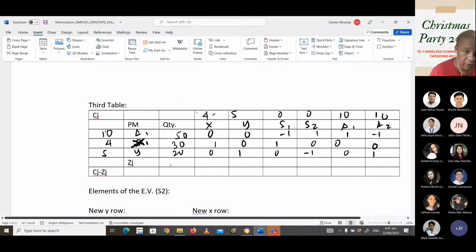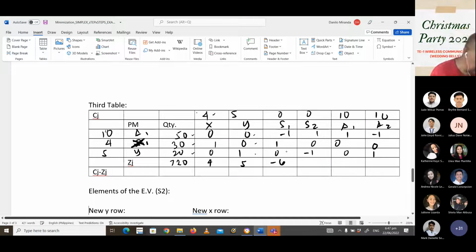So, we have 500 plus, tama ba? 500 plus 100 plus 120. So, meron ka ditong 720. So, ito 500, ito 120, ito 100. So, meron kang 720. Okay? And then, 4, ito 4, ito 5, no? Kasi 0, 0, 5. Kaya 5. And then, negative 10, okay, plus 4, we have negative 6.